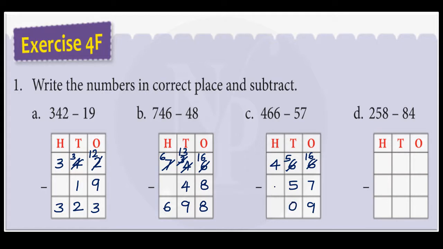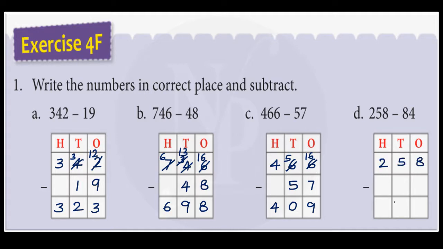And we don't have any digit here in hundreds place in the second number. There will be 4 left in hundreds column. Therefore, on subtracting 57 from 466, we get 409 as difference. Coming to D, we have 258 minus 84. Let us write down these numbers in this table.